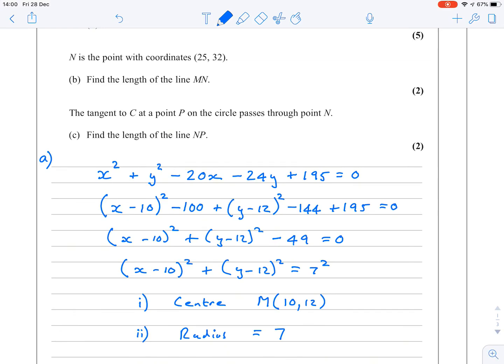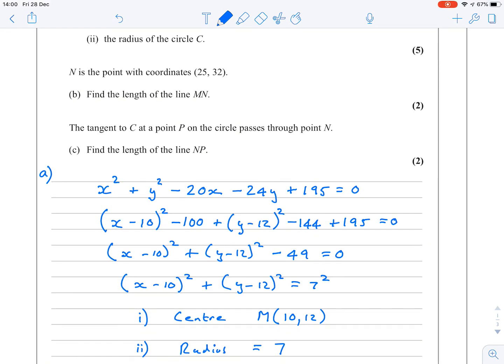The next two parts of the question are linked together. N is the point with coordinates (25, 32). Find the length of the line MN, that's from N to the centre of the circle. The tangent to the circle C at a point P on the circle passes through point N. Find the length of NP, so that's finding the length of the tangent.